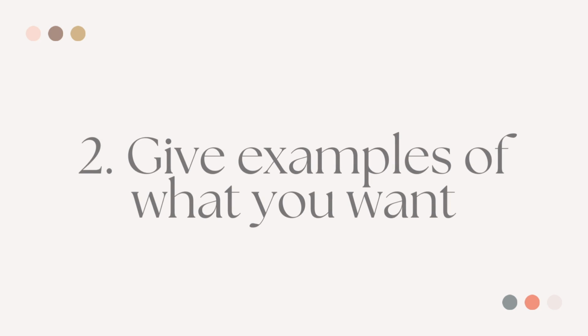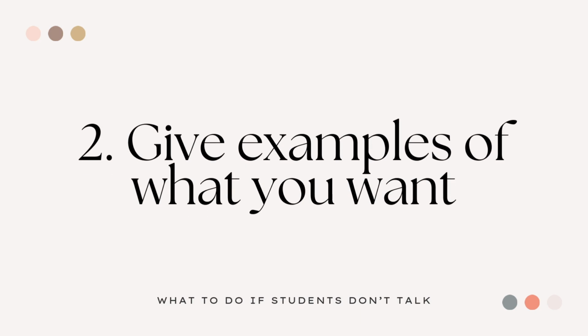Something else that's really helpful is giving them an example of what you want them to do. Before you say, hey, talk to your partner about this, give them an example. Instead of saying, talk to your partner about your hobbies, say, what's your favorite hobby? Oh, my favorite hobby is playing basketball. Oh, really? How often do you play basketball? I play basketball every Saturday. Why do you like playing basketball? Give them an example of how you want the conversation to go.